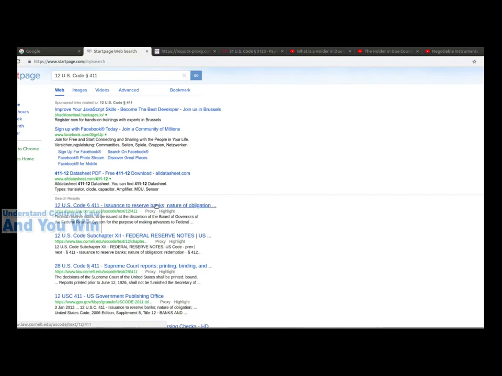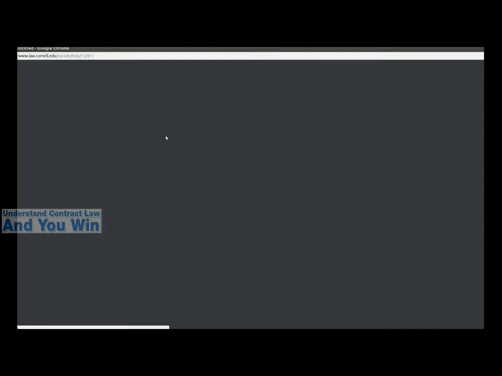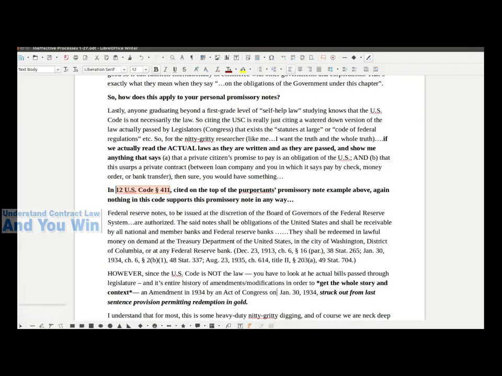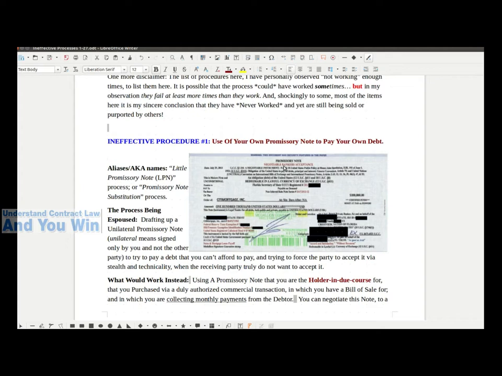Whoops, I don't want to go to web. I want to go to U.S. Code, chapter 12, Federal Reserve Notes. Okay, you click on this. Here you go. Federal Reserve notes, to be issued at the discretion of the Board of Governors of the Federal Reserve System, are authorized. Are authorized. Okay? So why are you putting the code that says Federal Reserve notes are authorized on your individual, personal, private citizen's promissory note? How is it related? It's crazy.